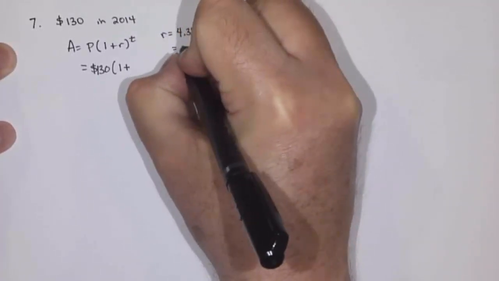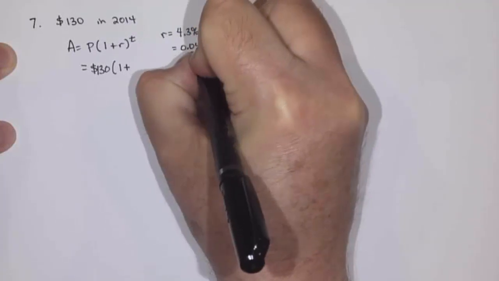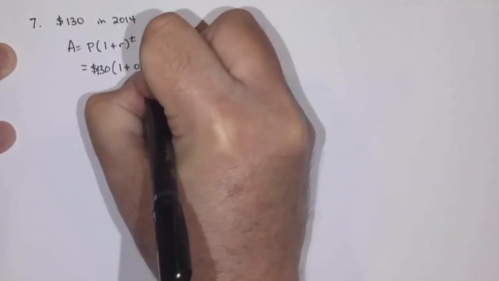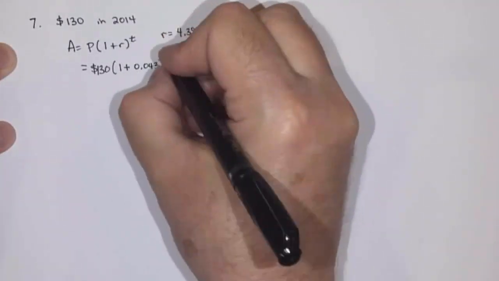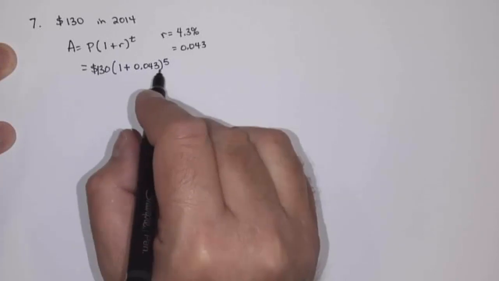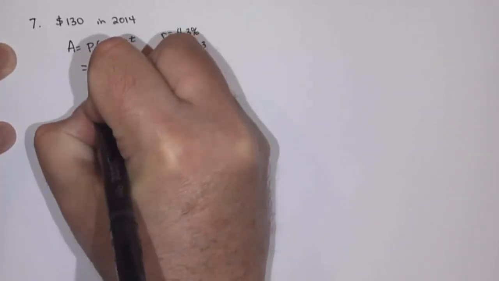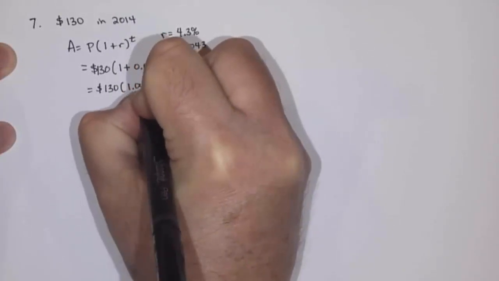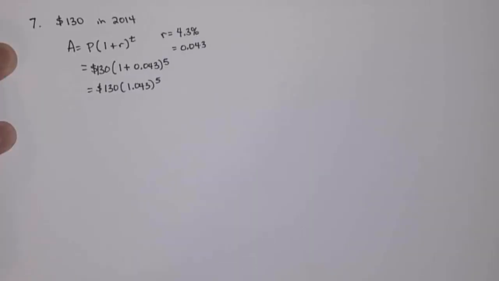And 1 plus our inflation rate, again, was 4.3%, which as a decimal is 0.043. So I'm going to write that as 0.043, and our time is 5 years. Now 1 plus 0.043 is 1.043, so I need to figure out what is 130 times 1.043 raised to the 5th power.